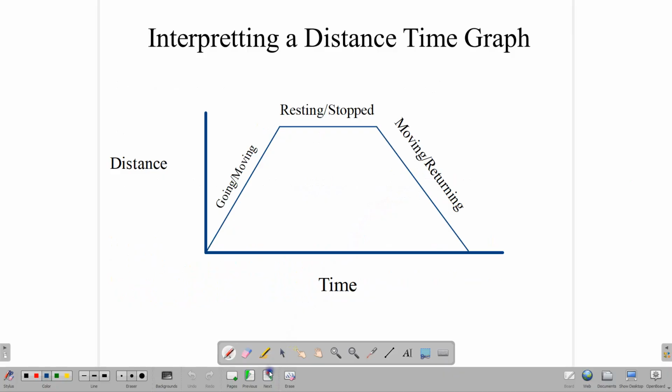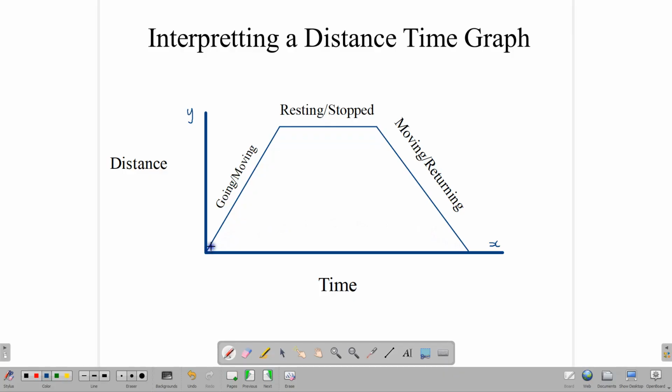Now let's look at how we can interpret a distance time graph. Typically, a simple distance time graph is drawn this way. We have our vertical axis, which contains our distance, and we have our horizontal axis, which has our time. Notice the anatomy of the graph. We have a line slanting in this direction, then we have a flat line, and then we have another line slanted back.